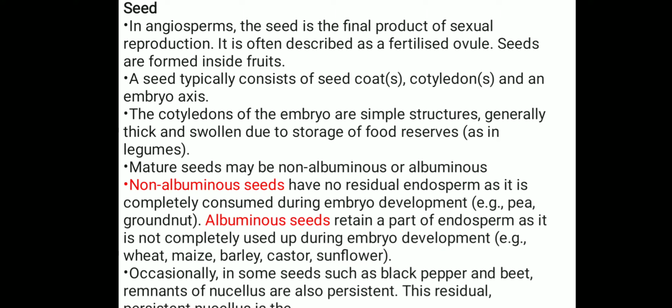Now come to the fate of the various parts of the ovary represented in the fruit. The ovary wall changes into the pericarp, the ovule changes into the seed, and the funicle into the stalk of the seed. The hilum remains the hilum. The nucellus, when it persists, is called the perisperm. The micropyle remains as it is. The outer integument forms the seed coat called the testa, and the inner integument is known as the tegmen.